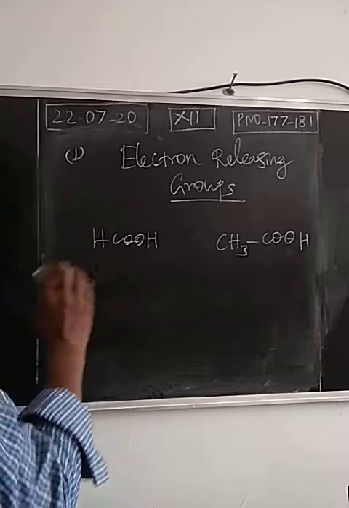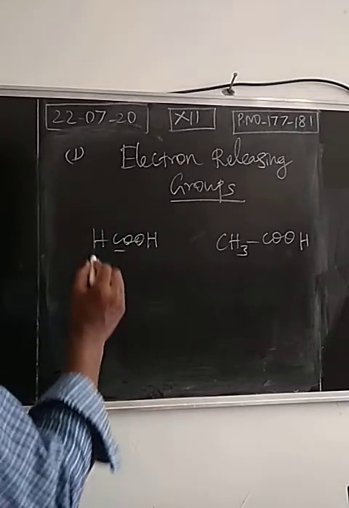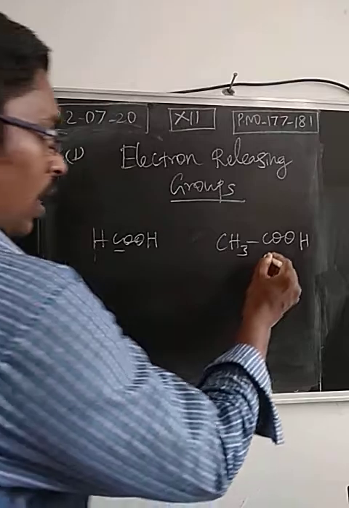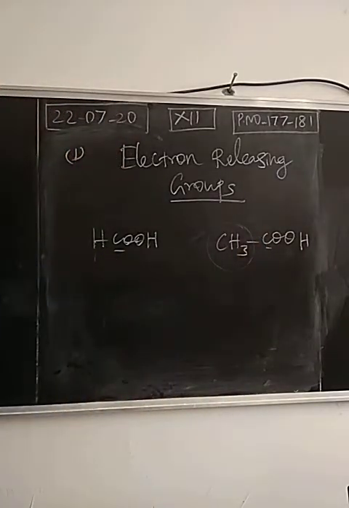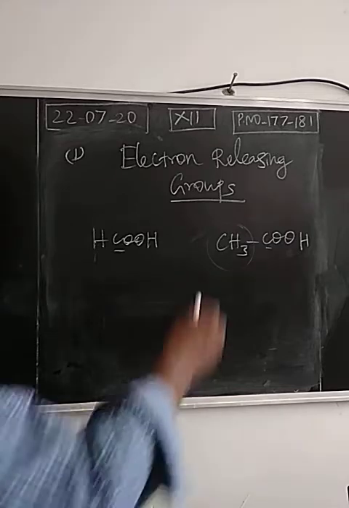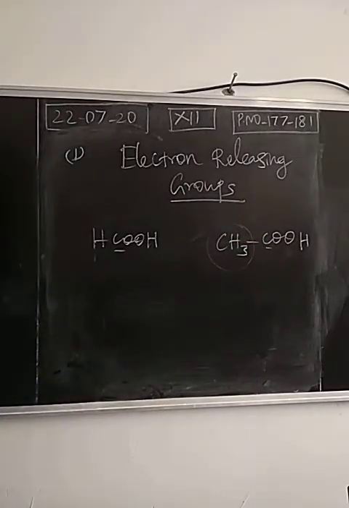In this example, the carboxyl carbon is attached to hydrogen. Now this carboxyl carbon is attached to a methyl group. Generally, alkyl groups are electron releasing groups. They have the tendency of releasing the bonded pair of electrons. For each covalent bond, the 2 electrons we call the bonded pair or shared pair of electrons. This alkyl group always has the tendency of releasing the bonded pair of electrons, so they are called electron releasing groups.